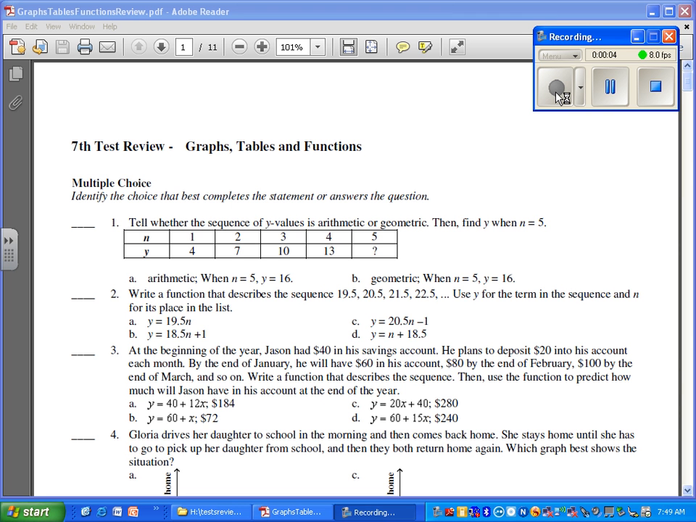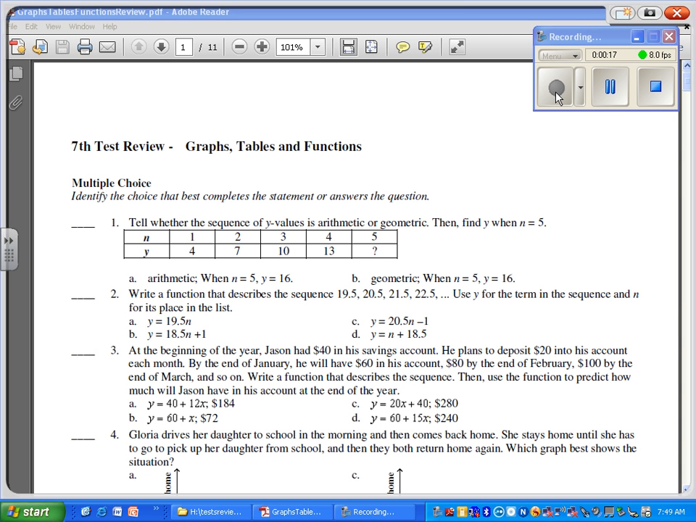I'm just going over the graphs, tables, and functions test review. Please go over this and go over each question. Make sure that you understand, especially problems like this first one and first few problems where we're dealing with nth term and sequences. Please make sure you are very well versed in the difference between arithmetic and geometric sequences, and make sure that you know how to find the function of a sequence of numbers.